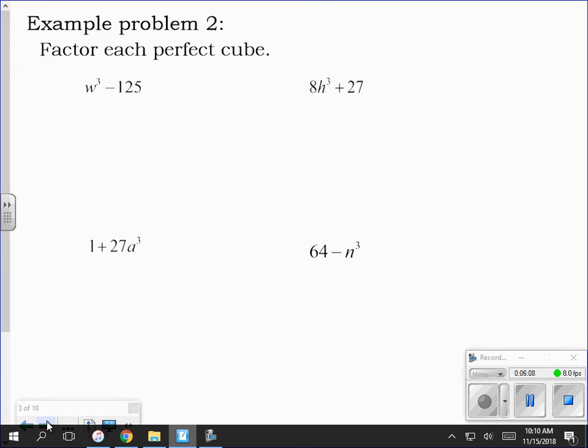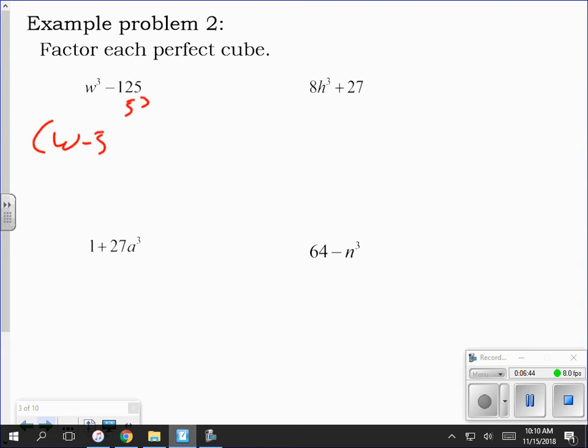Okay. Factor each perfect cube. This is where having the formulas down will save your hide because you can't figure it out otherwise. But you do have to understand my cubes. So the first one, w cubed minus 125. Well, w cubed is obviously w cubed. 125 is 5 cubed. It's a perfect cube minus a perfect cube. We have a formula for that. This is what you have to do.